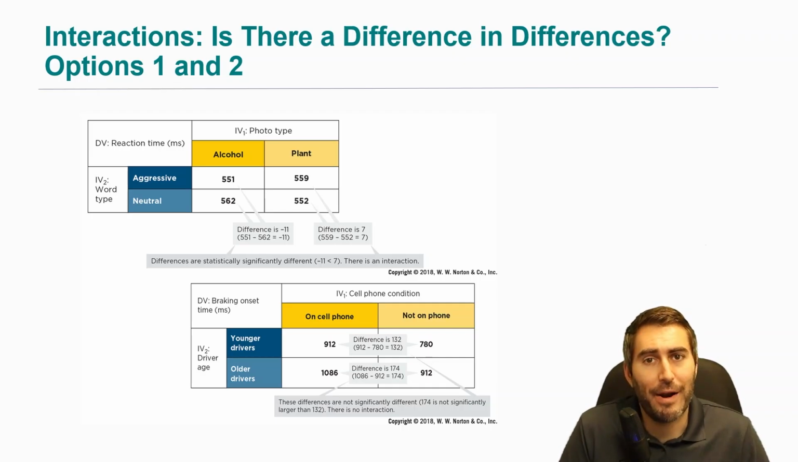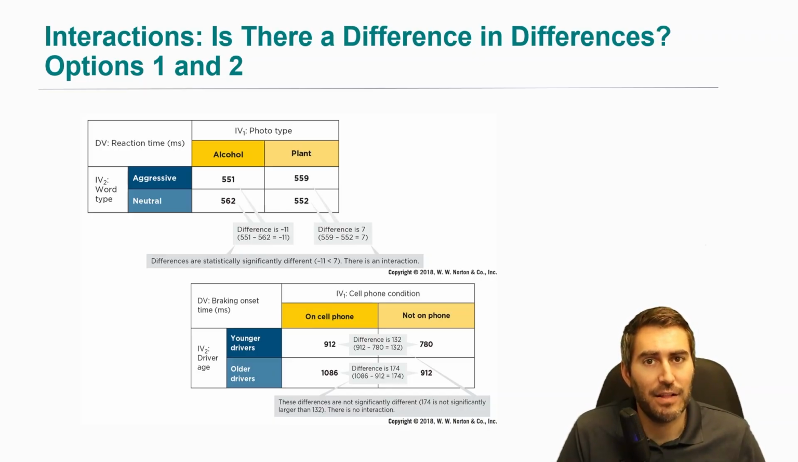Let's look at how we might go about identifying an interaction effect simply by looking at the results in a table. The table on the top shows how to compute the interaction for the alcohol and aggression study. Remember that an interaction measures differences in differences. You begin by computing two differences. Start with one level of independent variable 1, alcohol photos. The difference between the aggressive and neutral conditions for the alcohol photos is 551 minus 562, or negative 11.